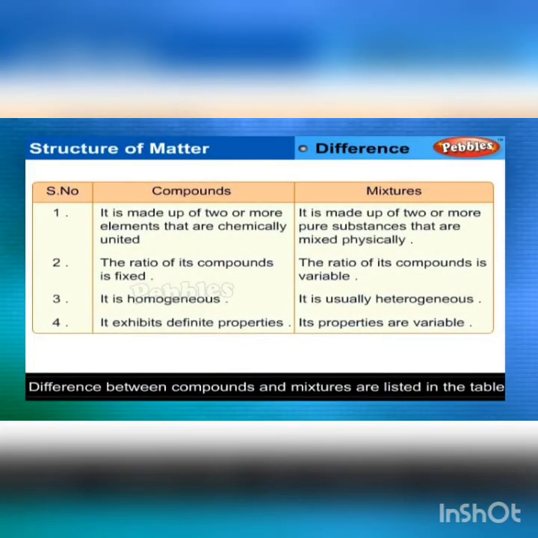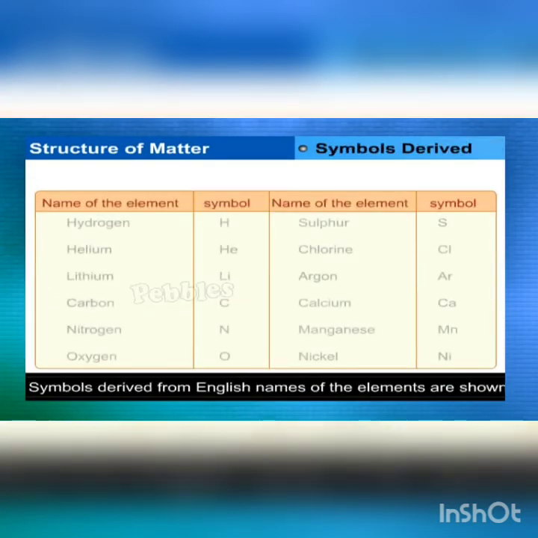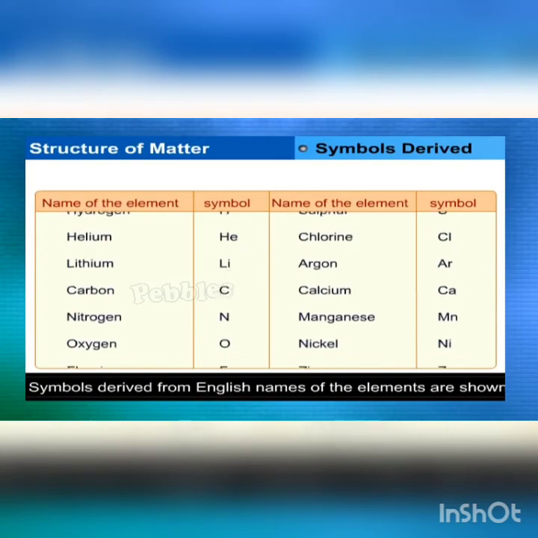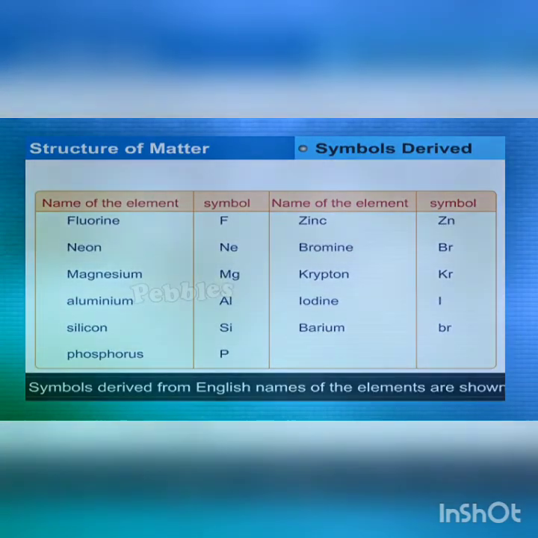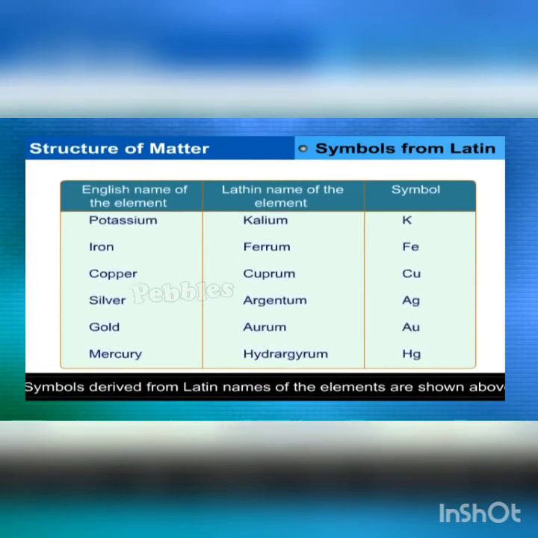Differences between compounds and mixtures are listed in the table. Symbols derived from English names of the elements are shown on the table. Symbols derived from Latin names of the elements are shown above.